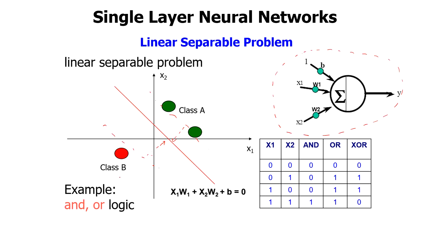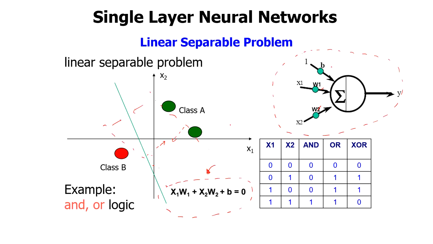The configuration of this line is directly related to the values of W1, W2, and B, in which the equation of this line is x1 W1 plus x2 W2 plus B equals 0. If you change the value of W1, W2 or B, we can generate a different line in order to separate the data well.